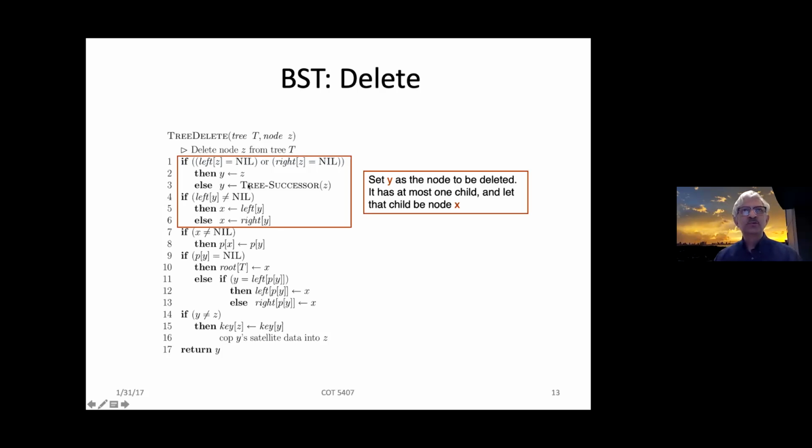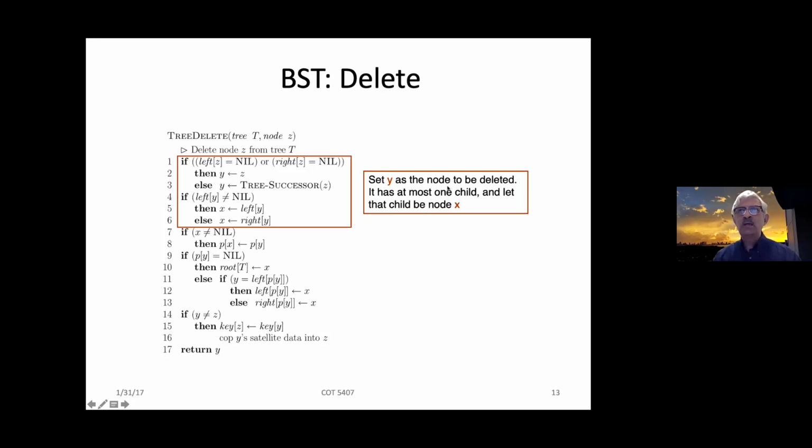So the first thing I do is to find the successor. If either the left child or the right child is a nil pointer, then I know for sure that the node Z has at most 1 child. And in that case, those are the easy cases. If it's not, then I'm going to find the successor, and then I'm going to do the replacement.